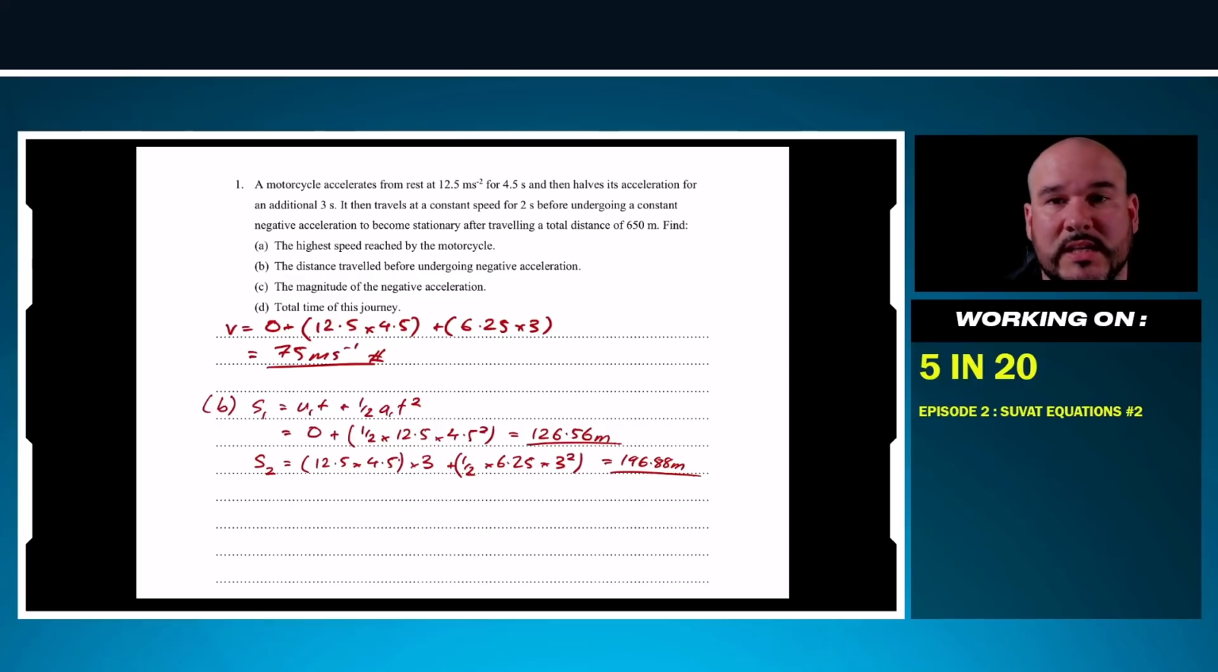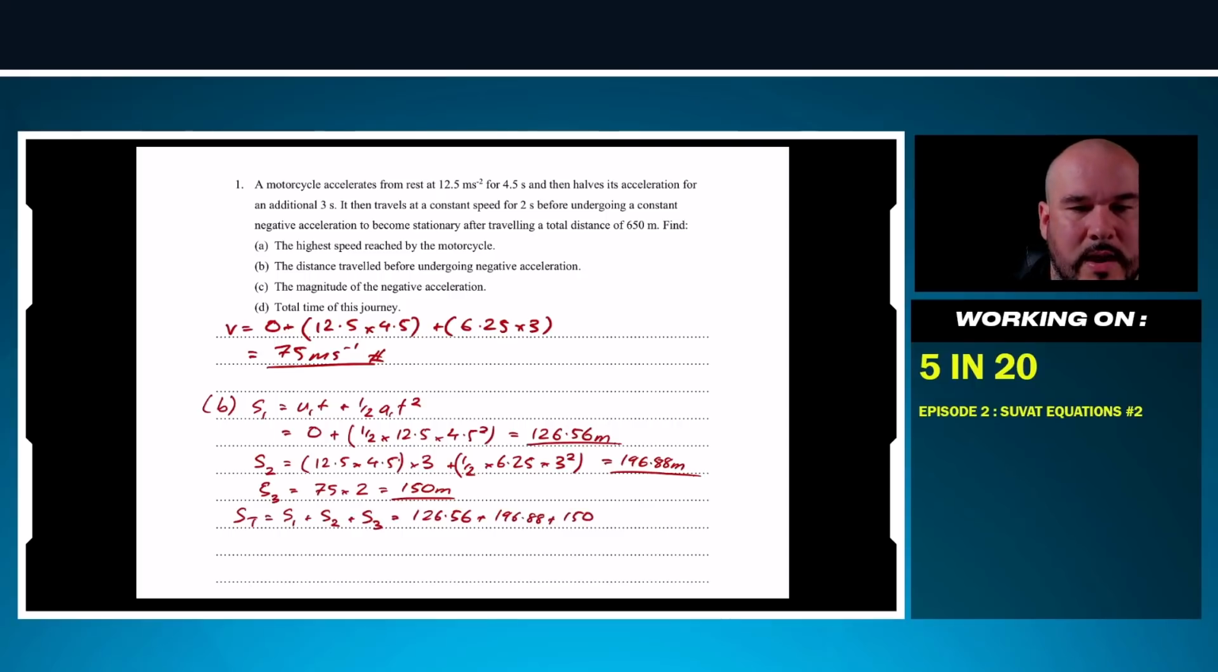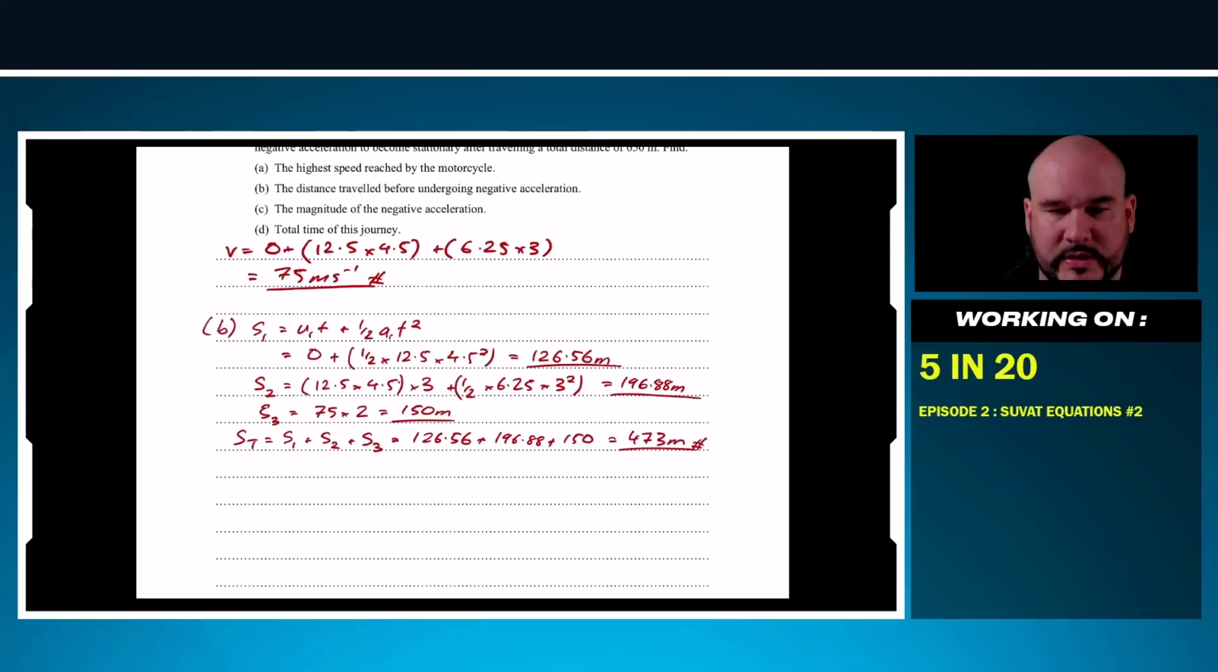Third section is the easy one, it's constant speed, so it's just going to be speed times time, 75 meters per second, as we figured out up here, multiplied by 2 seconds, so that's 150. Add up all the total distances and we end up with around about 473 meters. Awesome. The magnitude of the negative acceleration. So moving on to part C.